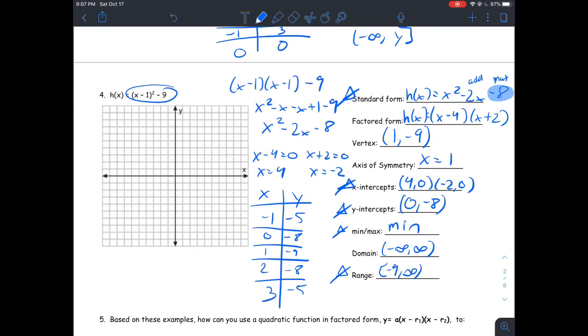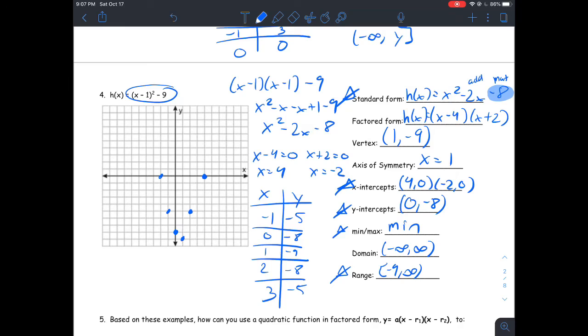So we can go ahead and plot these. We get 1, 2, 3, 4, 5, 6, 7, 8, 9, negative 9. And then we've got 0, negative 8. Notice that is our y-intercept, right? We already came up with that point. And then we've got negative 1, negative 5. 1, 2, 3, 4, 5. And we've got 3, negative 5. And then since we already have our x-intercepts, let's go ahead and plot those too. We get 4, 0 and negative 2, 0.